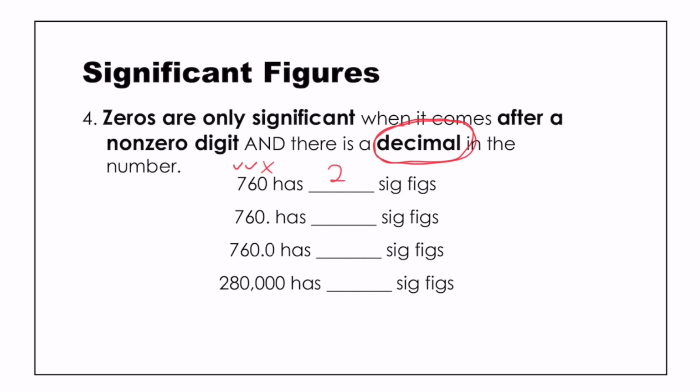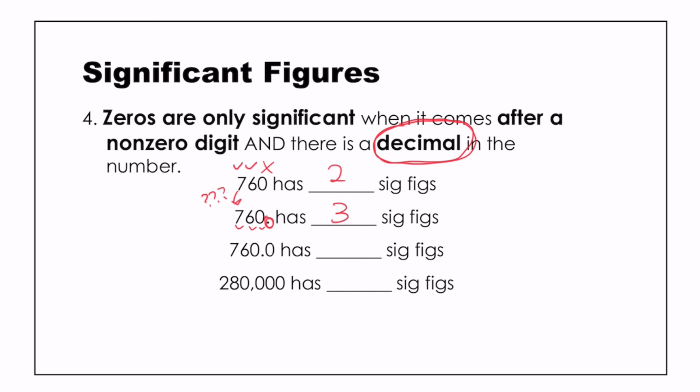And I know you're thinking, what? How are these two the same numbers? Is that a typo? And I'm like, no, it's not. That decimal actually makes a big key difference. The 7 and 6 are obviously significant, but that 0, because of the presence of this decimal, makes it significant. So this is actually 3 significant digits.